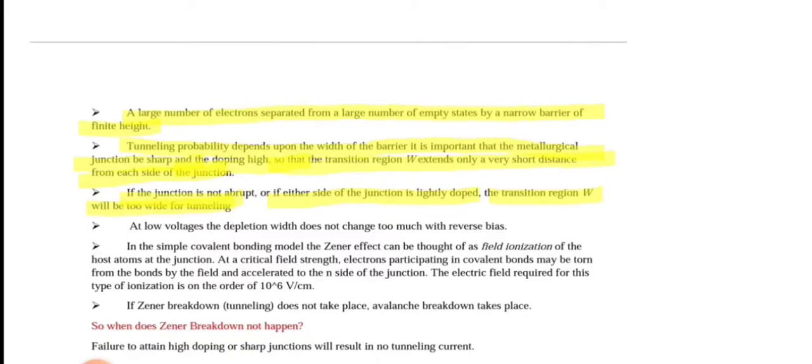So if the slope is not that abrupt and the junction is lightly doped, then the tunneling process won't happen because the width of the depletion region will be more. So the tunneling process is not happening. For the tunneling process to happen, the distance D should be very small.